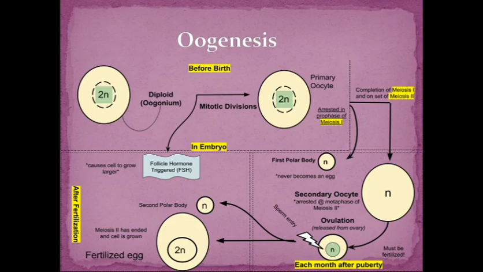Within 4 to 12 hours, if fertilization does not take place, meiotic division, meiosis 2, will not be completed and the secondary oocyte degenerates. Hope it's clear? Alright. So that is about the process of oogenesis. Hope it's clear to you all.